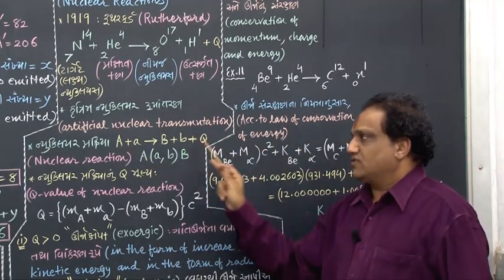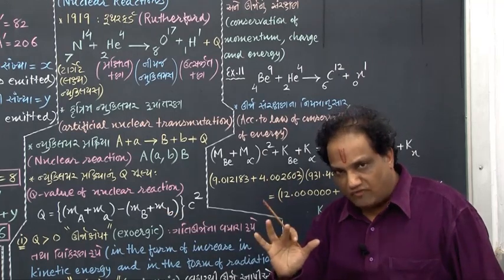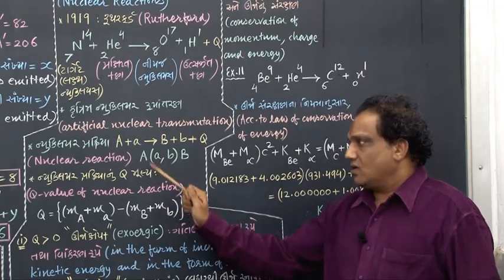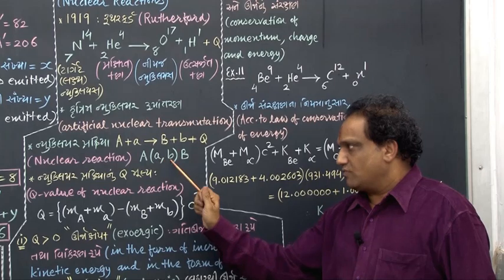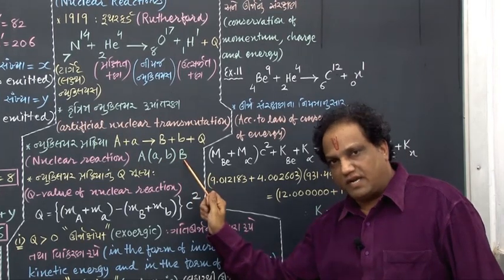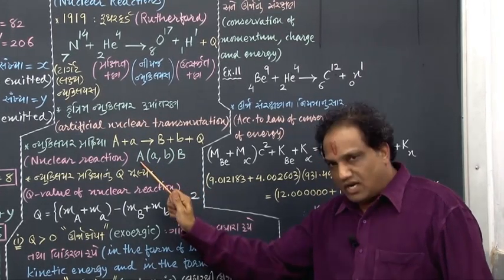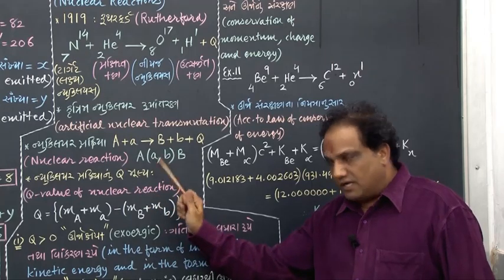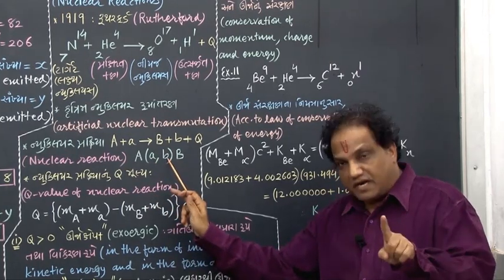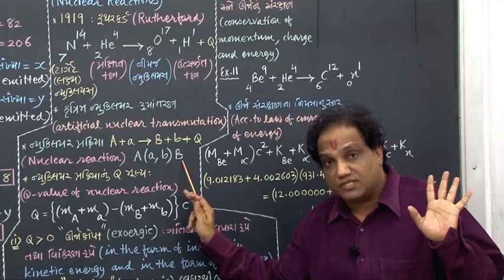If you don't want to write this way, there is an easy and short way also. Capital A, then in brackets small a comma small b, and outside the bracket capital B. This is the target nucleus. This is the projected particle. This is the emitted particle. This is the product nucleus. Okay, fine.